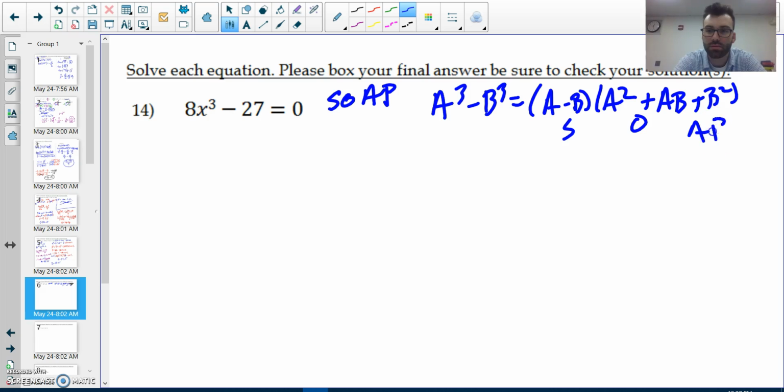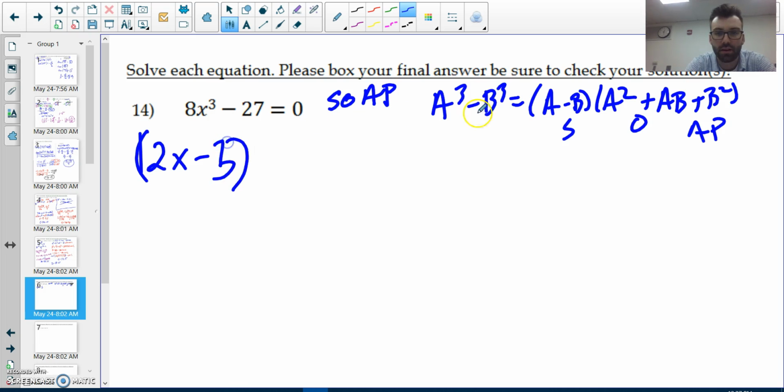So my A term: the cube root of 8 is 2, the cube root of x is x, the cube root of 27 is 3. A squared, so I must square: you square the 2 and the x. Don't forget that. A lot of people make that mistake. Make sure you have 4x squared. Plus A times B, so plus 2x times 3, which is 6x, and then plus B squared, which is 9.